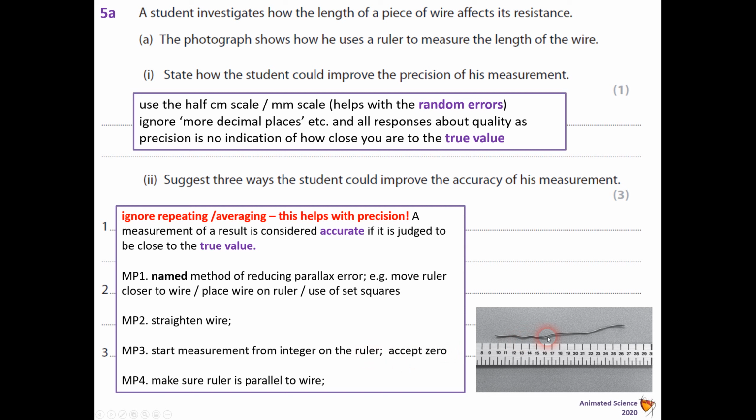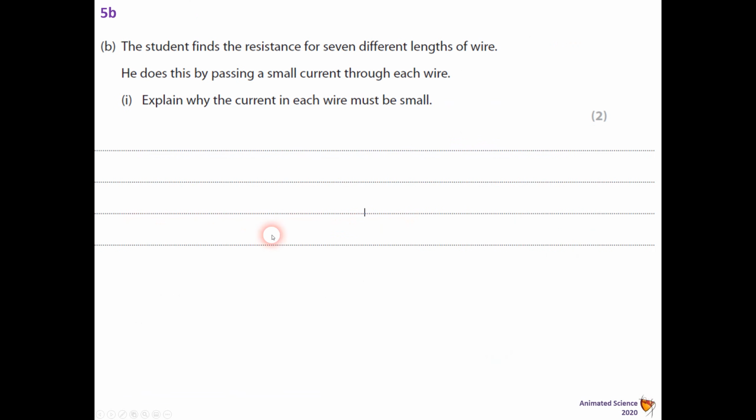So you could actually push it right to the end of the ruler and have a little guide to stop it from having an error there. And you could make sure the ruler's parallel. That would be another one. So relatively straightforward if you know the difference between the two. You've got to factually learn that though.